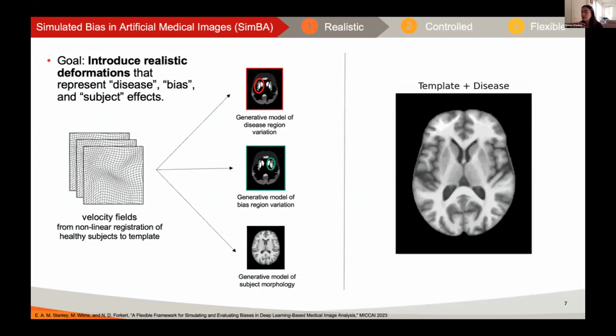Then we use these as generative models for sampling effects of various magnitude and introduce them to the template image through scattered grid B-spline interpolation. This just enables a smoothing around these effects such that transformations are diffeomorphic. So this whole framework is based around the idea of systematically augmenting a template image with these classes of effects in a controlled manner.